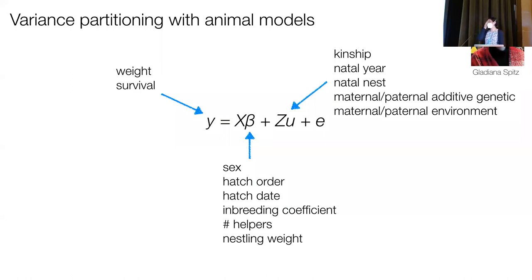For the random effects, we include the kinship matrix to control for population stratification, natal year, and natal nest. Then we model maternal or paternal additive genetic variation using a matrix of pairwise genetic relatedness between moms or dads. We also model maternal or paternal environment effects as permanent differences between mothers and fathers.